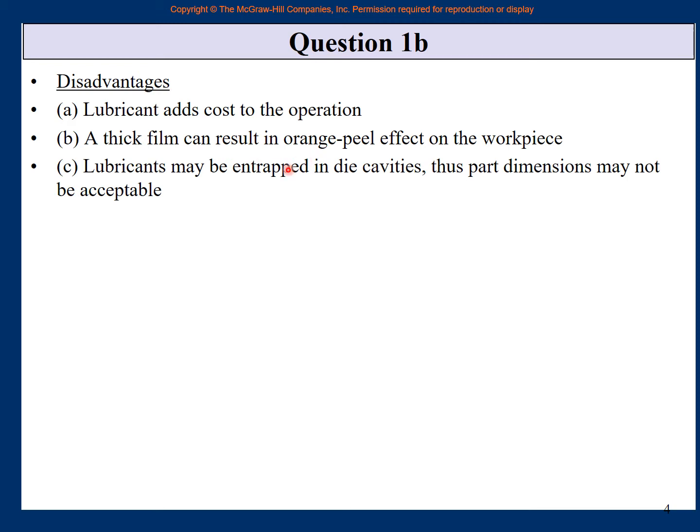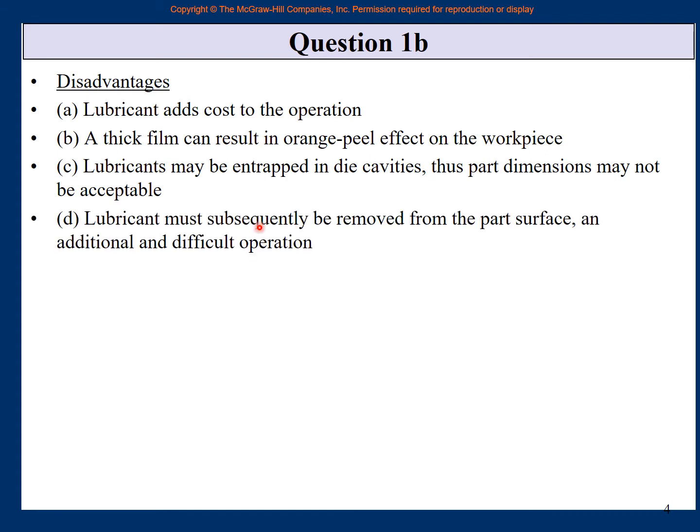Lubricants may be entrapped in the die cavities, thus part dimensions may not be acceptable. So if some of the lubricant after forging is still inside, then this will change the dimensions and so on, which happens rarely, but it can happen. Lubricant must subsequently be removed from the part surface, which is an additional and difficult operation. You initially applied the lubricant, it made things very easy, but once the forging is done, this lubricant is still on the surface and you have to remove it very carefully, because if the lubricant is still there when you are using the part, then it will be bad. So this is a costly and time consuming process.